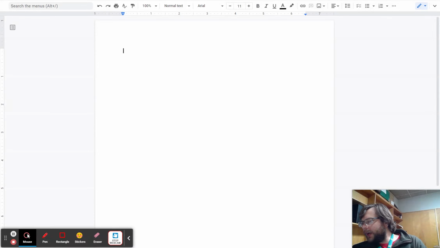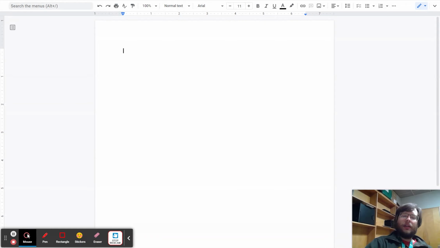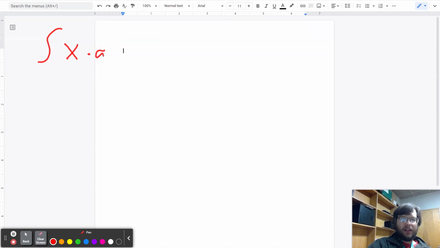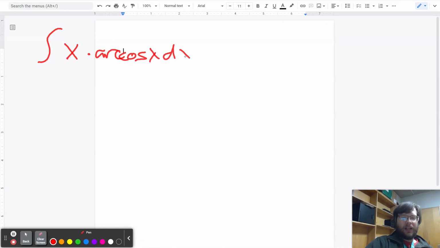All right, so I had some people asking me for more integration by parts examples. I'm always happy to help out with that. So let's look at one that's a little tricky, and I'll try to do it without consulting a formula packet or anything. So we've got the integral of x times arc cosine of x dx.